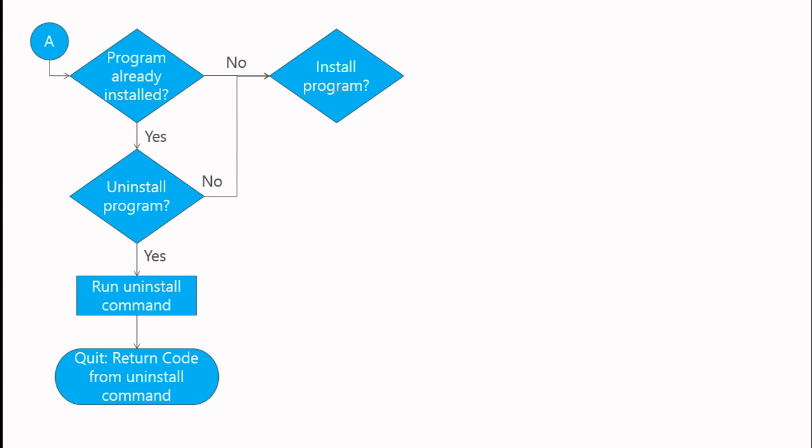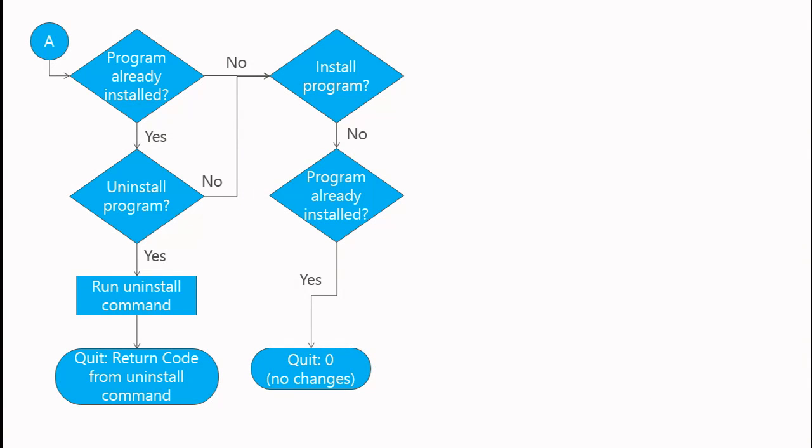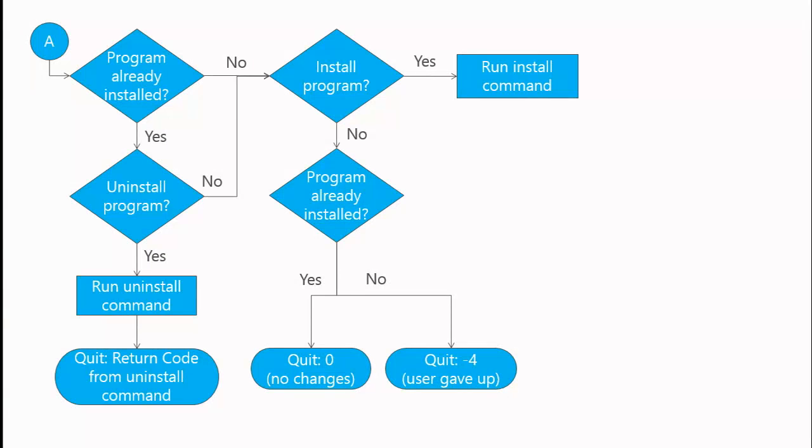If user didn't have program installed, then we ask, do you want to install the program? If not, then we will check again if that program was installed. If it was not, we will return 0, which is everything is fine because there are no changes. If the program was installed, we will return -4. User just gave up. If user wants to install program, then we will run the install command.